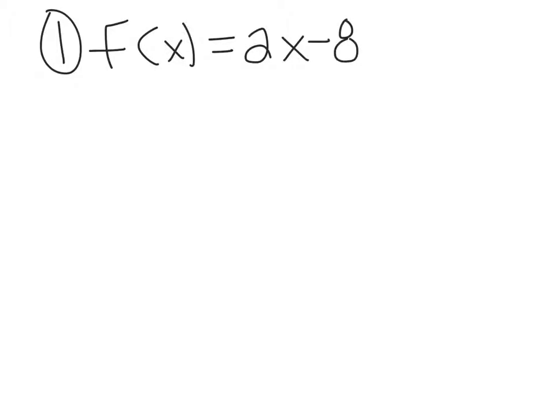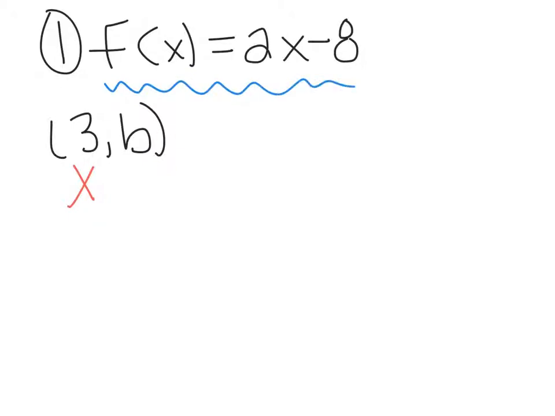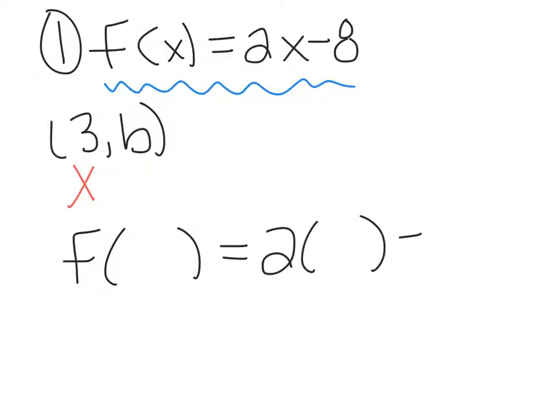It then says if the ordered pair (3, b) is part of the function, what is the value of b? Well, here's what we need to remember. 3 is the x value, and this right here is my rule. So I need to plug 3 in to find b. You're going to do f of something equals 2 times something minus 8. That something you're going to plug in is a 3, and if you plug a 3 in there, you have to plug a 3 in there.